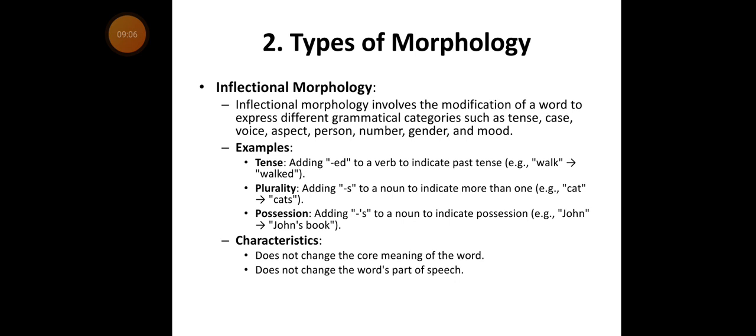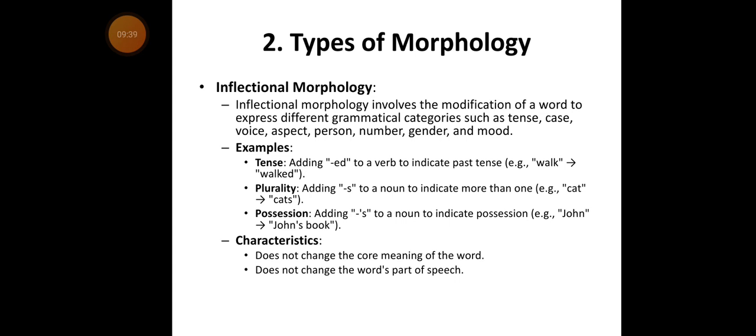So in plural form, we add S or ES to nouns. When it comes to possession, we add S. For example, here is John, J-O-H-N. It is a noun, the name of a person. But if we say John's book, with apostrophe S, here we are showing the possession of a noun, that this book belongs to this person. So inflectional morphology is more grammatical.